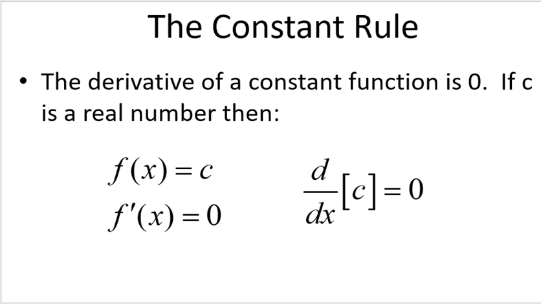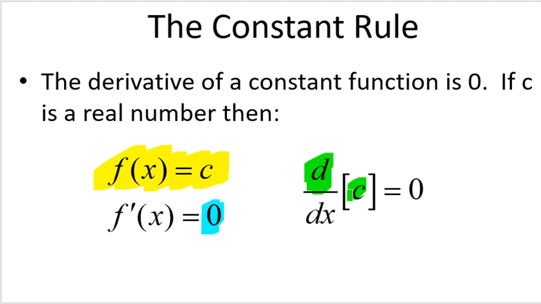So the first rule is called the constant rule. It's the simplest rule in the world. It says the derivative of a constant function is 0. So if c is a real number, then the derivative of c is automatically 0. So if you have a function that is a constant, 2, 4, 7, 3, 1, whatever, the derivative of any constant is always 0. And again, this is just using that new notation.